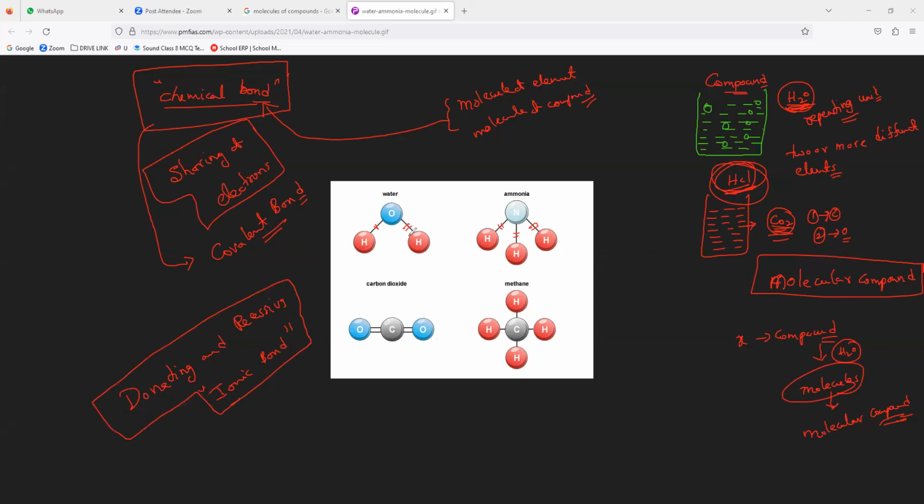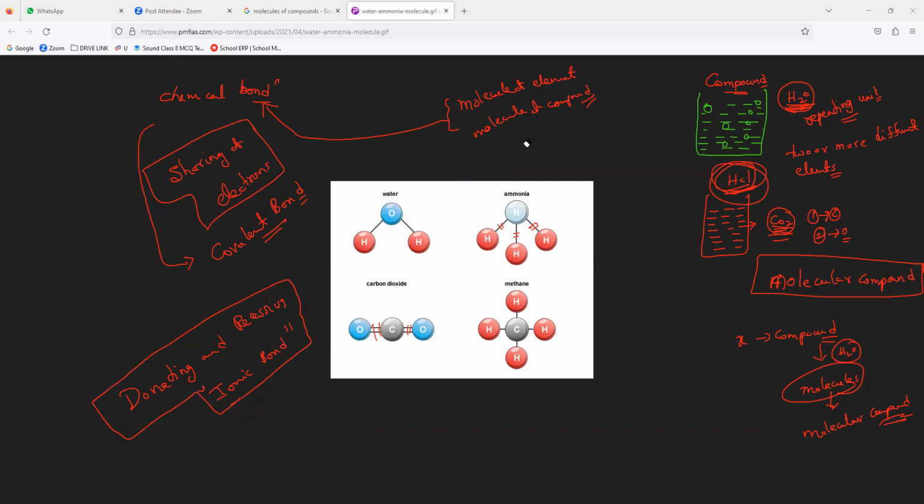But now, what is the bond present between them? Whatever you are seeing here, that chemical bond is known as a covalent bond, sir. Yes. Now this line which is representing the bond here is a chemical bond. This chemical bond is a covalent bond. Clear, all of you? It is formed by what? Sharing of electrons. Okay.